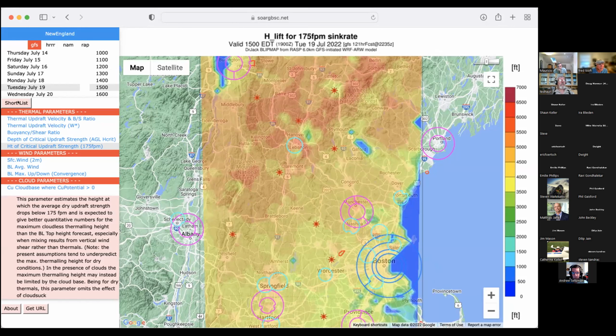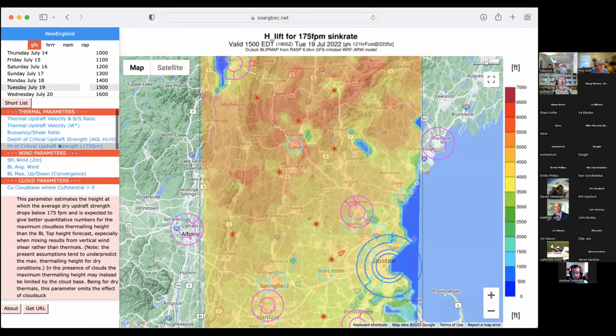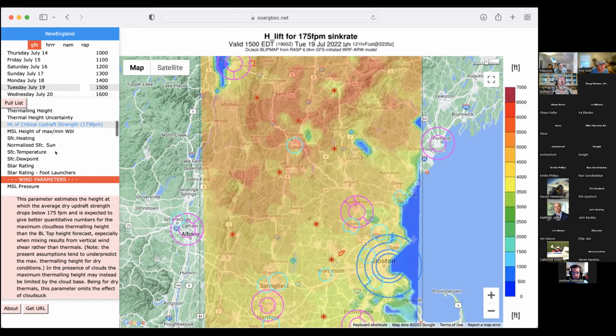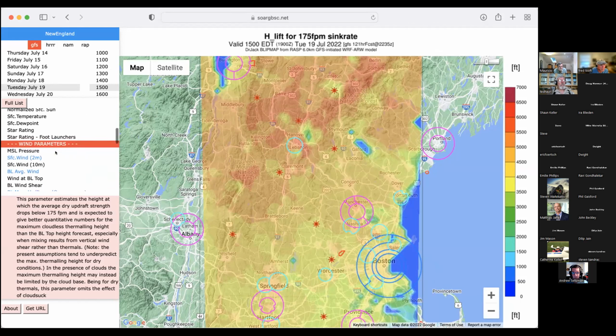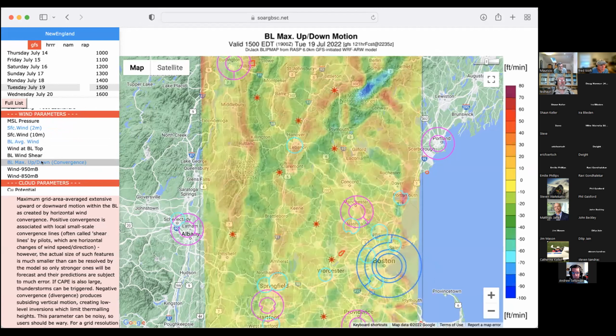Let me see if I can find it. So these are the short list of the plots that I produced, but there is a longer list. So you click on it, and this is the long list. And here is a convergence plot.